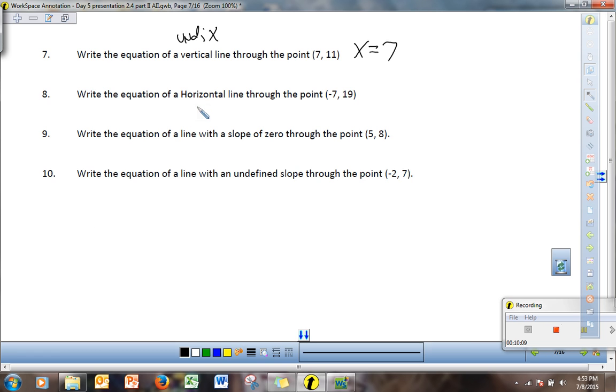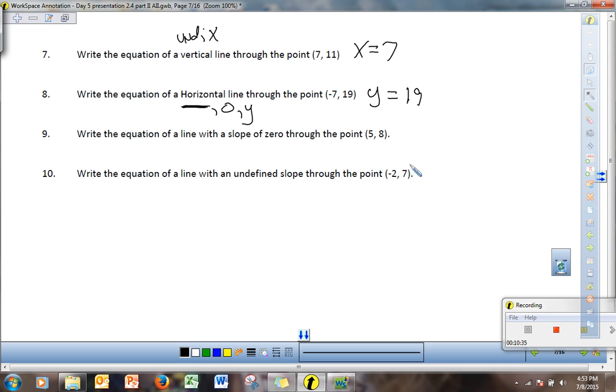Write the equation of a horizontal. Pause for a second. It's going to look like that. Has a slope of 0. We'll cut through the y-axis. So write the equation of a horizontal line through the point -7, 19. Its equation, y equal 19. If you were in class, you would see my hand action showing horizontal and vertical. But boom, there you're done.